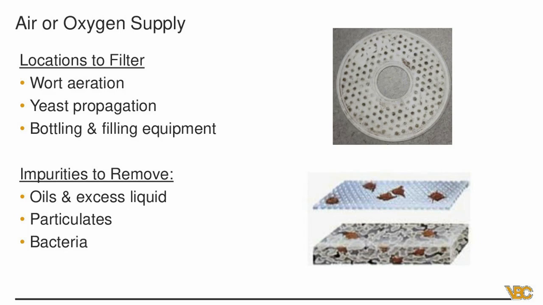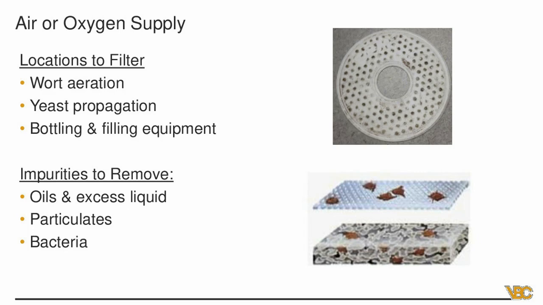In terms of what you're trying to remove, particularly from a compressed air standpoint, you're trying to remove as much oil and excess liquid as possible. When you're using an air compressor, even with an oilless one, you'll pick up quite a bit of liquid from the humidity in the air, no matter where you are in the world, that's going to be run through the compressor. The other two things you're really trying to remove are general particulates and any sort of bacteria that might be present. Oxygen, we'll talk a little bit more about in a minute when we get to CO2 and other gases, about where that bacteria might get picked up.